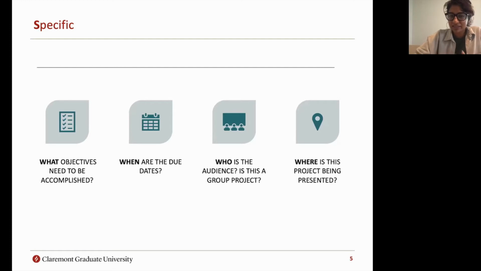And then lastly, thinking about where this project is being presented. Again, what is the context of this project? Are you presenting this project to the public, in a classroom, in a conference? Is this going to be situated in a journal? Or is this simply a semester paper that you're turning in to your professor?